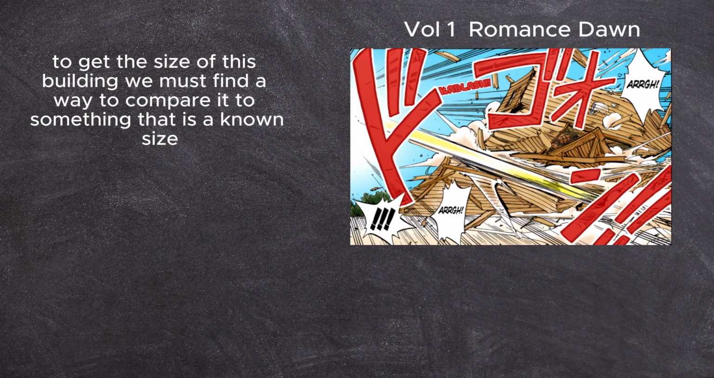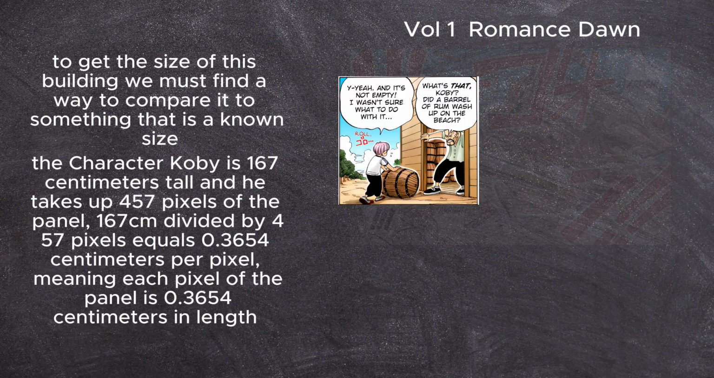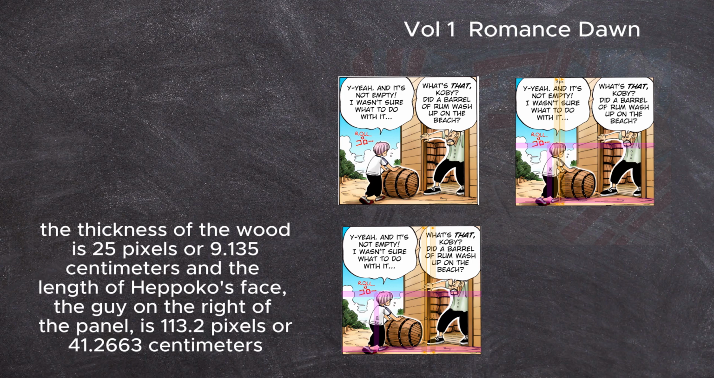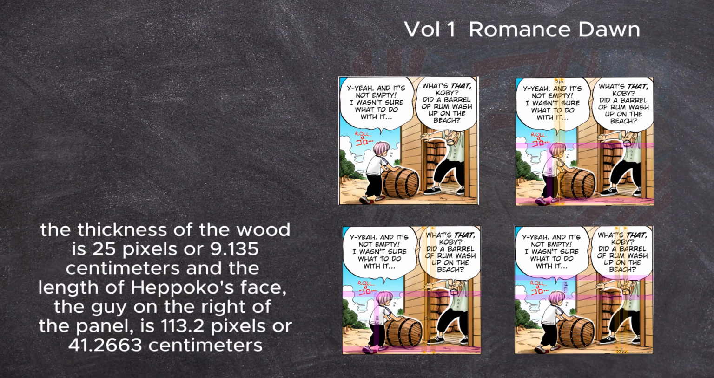To get the size of this building, we must find a way to compare it to something that is a known size. The character Kobe is 167 centimeters tall, and he takes up 457 pixels of the panel. 167 centimeters divided by 457 pixels equals 0.3654 centimeters per pixel, meaning each pixel of the panel is 0.3654 centimeters in length. The thickness of the wood is 25 pixels or 9.135 centimeters, and the length of Hepiko's face, the guy on the right of the panel, is 113.2 pixels or 41.2663 centimeters.